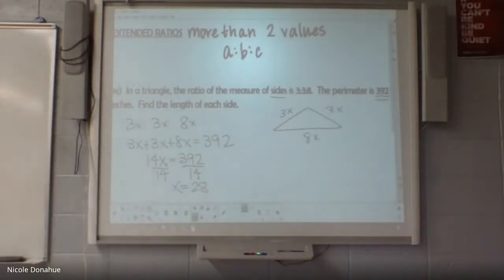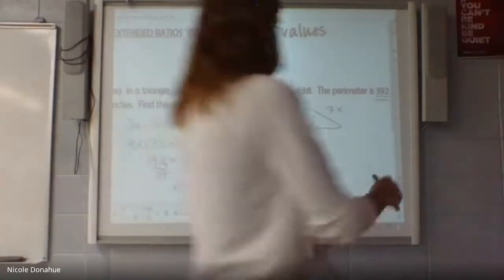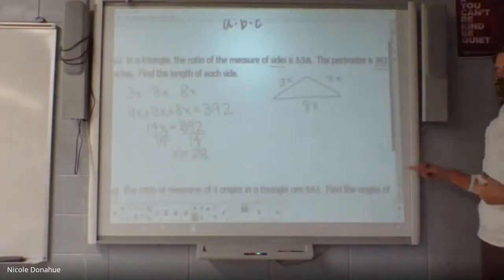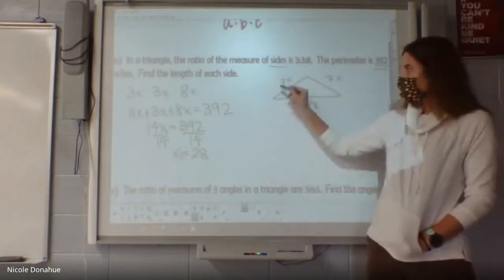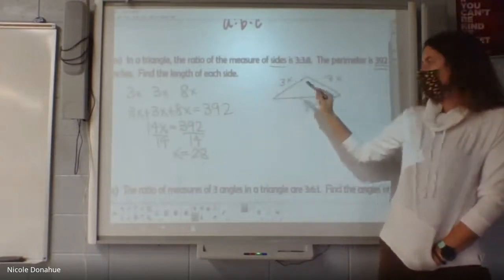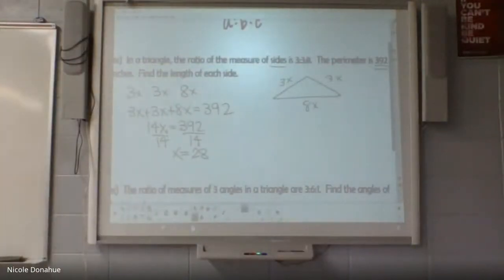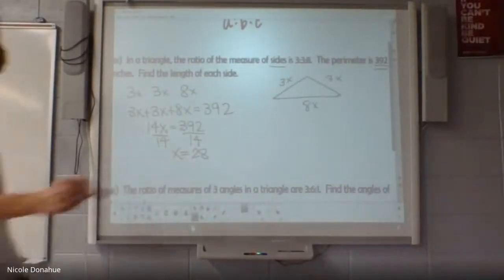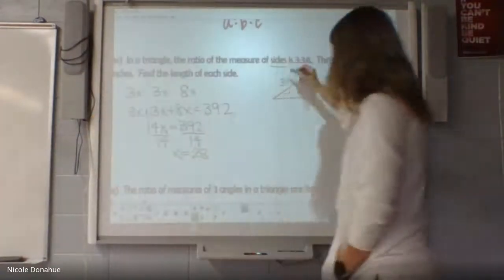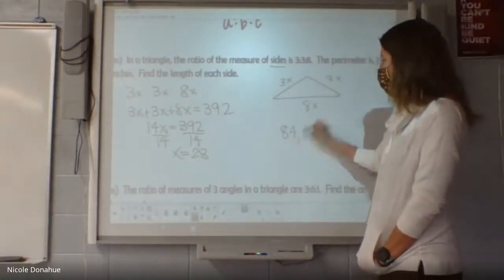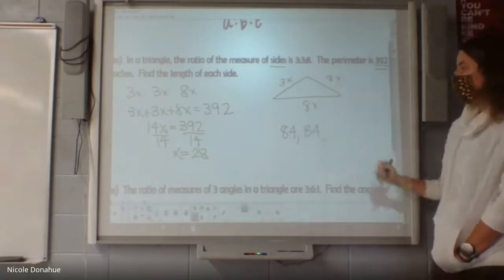Now that's not the length of each side. That's the value we're going to multiply all those ratios by, all those side lengths. So this is going to be 3 times 28, 84. So this is going to be 84. This obviously is 84 as well, and then 24.